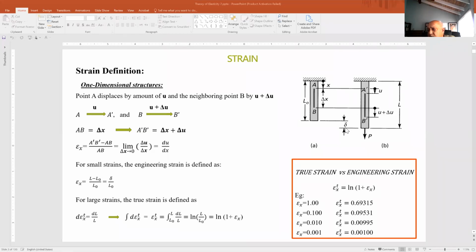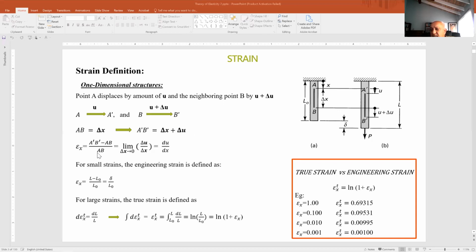Delta in this picture shows the total elongation of the rod after the load is applied. Now, as we mentioned, A goes to A prime, displacement is U. B goes to B prime, displacement is U plus delta U. Initial length of AB is delta x. Now, the final length of A prime B prime, you can see, would be delta x plus delta U. That is U plus delta U minus U, plus delta x, the initial length.